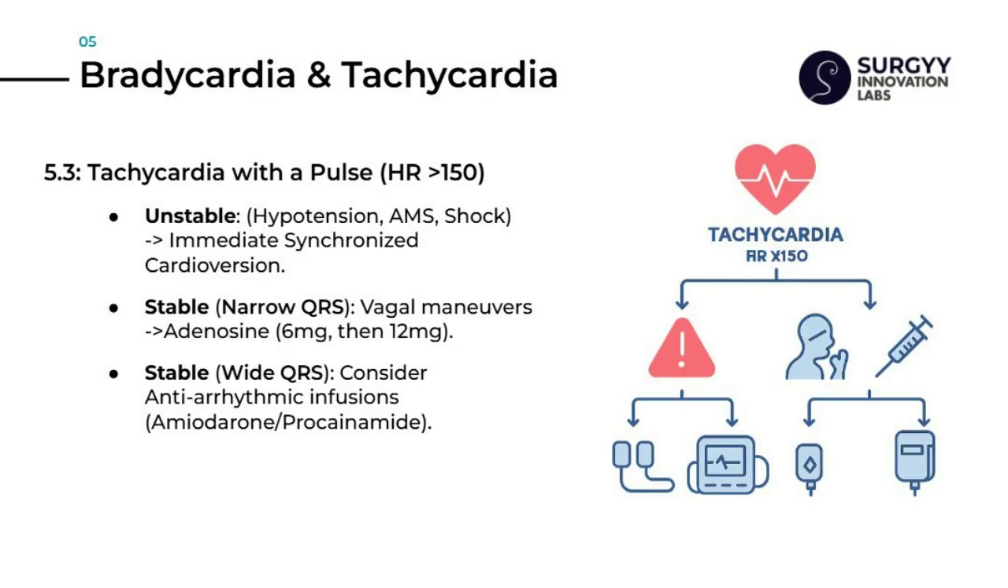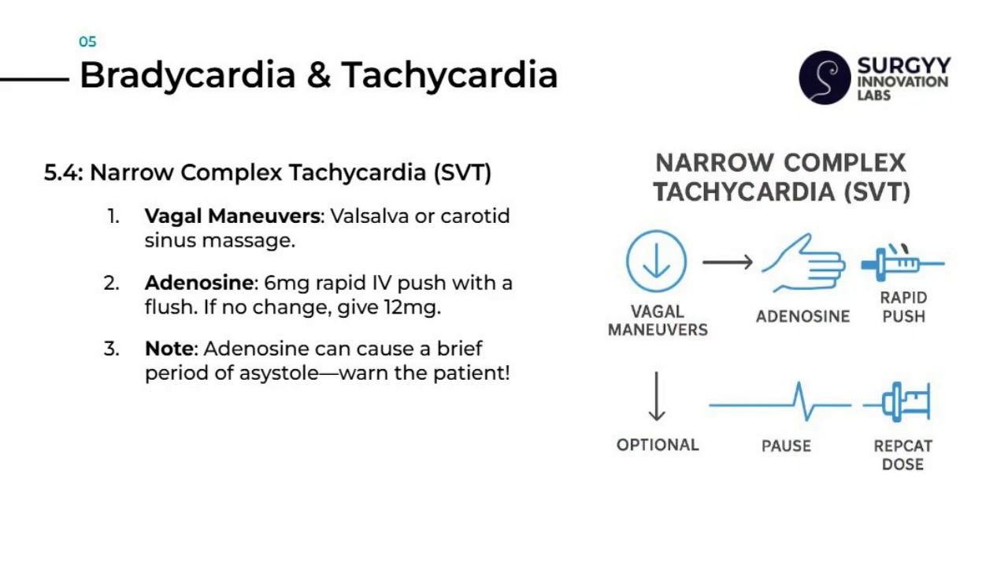For a stable patient with a wide QRS complex, you should instead consider anti-arrhythmic infusions, such as amiodarone or procainamide, to convert the rhythm safely while monitoring the patient's response to the medication. Narrow complex tachycardia, often referred to as SVT, requires a specific sequence of actions.